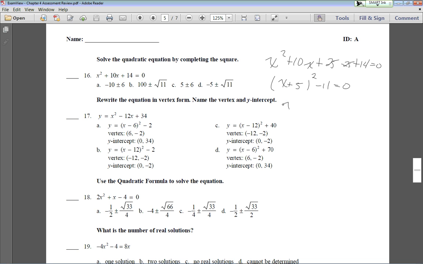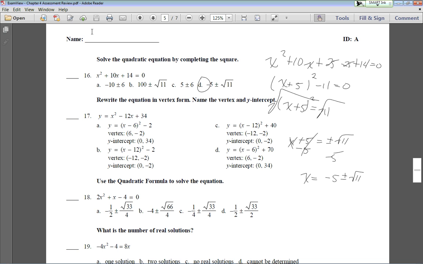So we can move the 11 to the other side and get x plus 5 squared equals 11. Now, in a case like this, what we're going to have to do is take the square root of both sides. So x plus 5 equals positive or negative the square root of 11. Subtract 5, subtract 5: x equals negative 5 plus or minus the square root of 11.